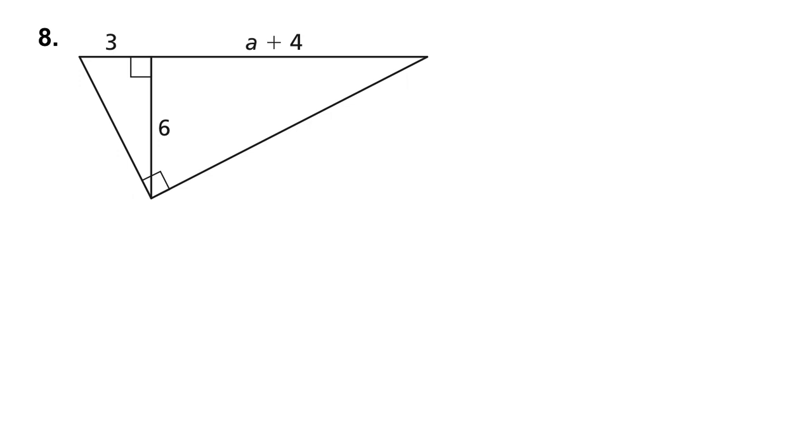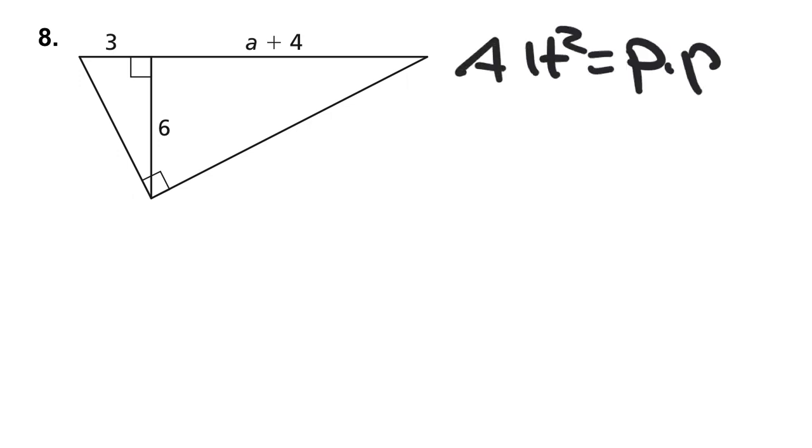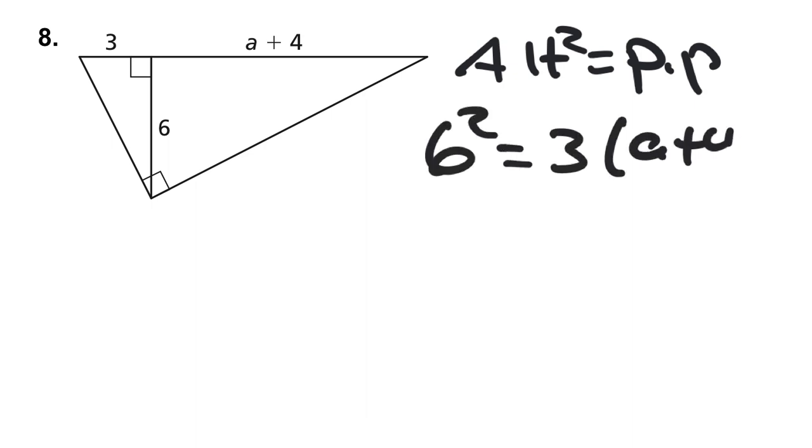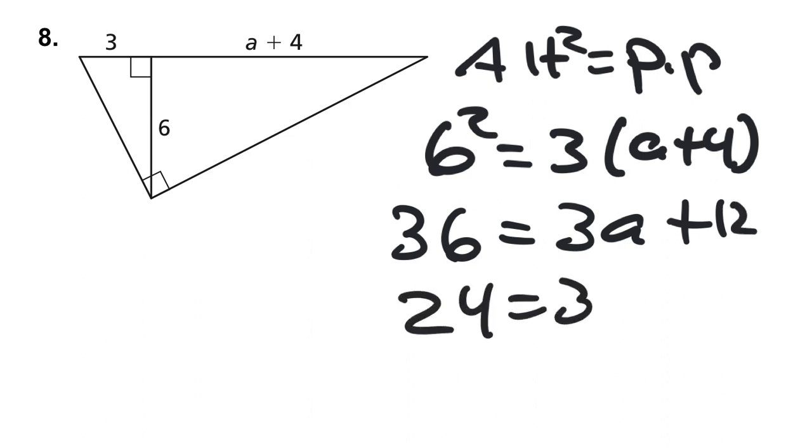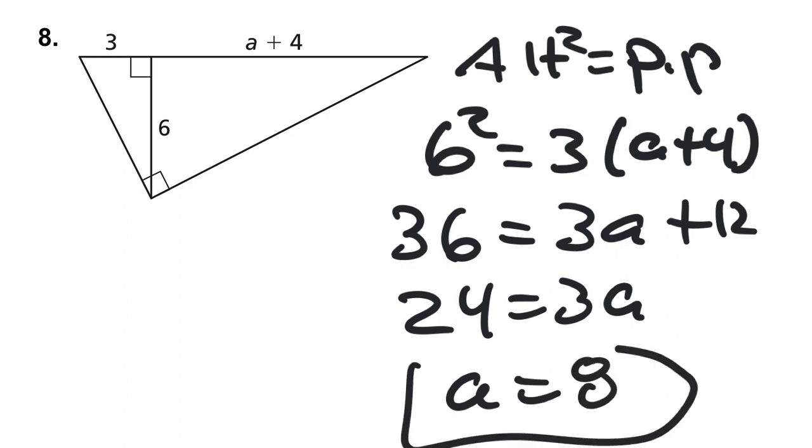So again, altitude squared equals part times part. So my altitude here is 6, so 6 squared equals one part is 3, the other part is a plus 4. Now these directions do say to find the value of the variable, so I do not have to plug it back in, I just need to solve this. So I'm going to get 36 equals 3a plus 12. Subtract my 12, I get 24 equals 3a. When I divide, I get a equals 8.